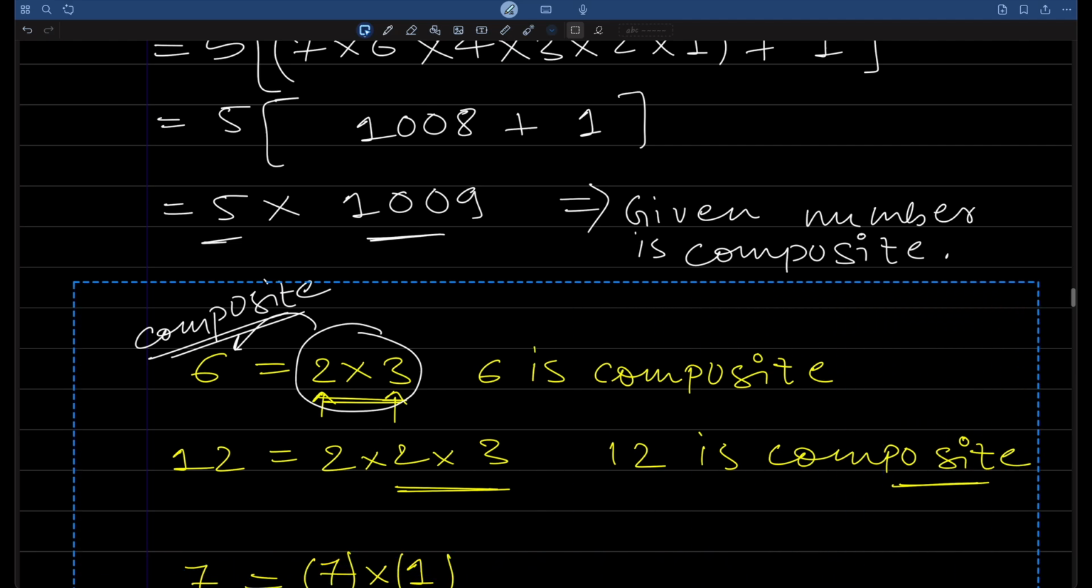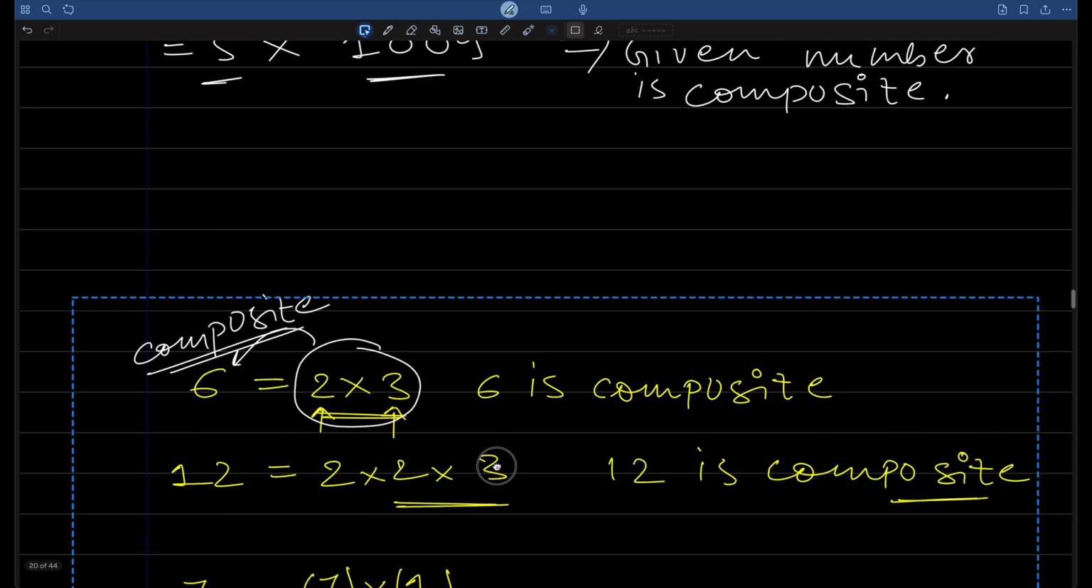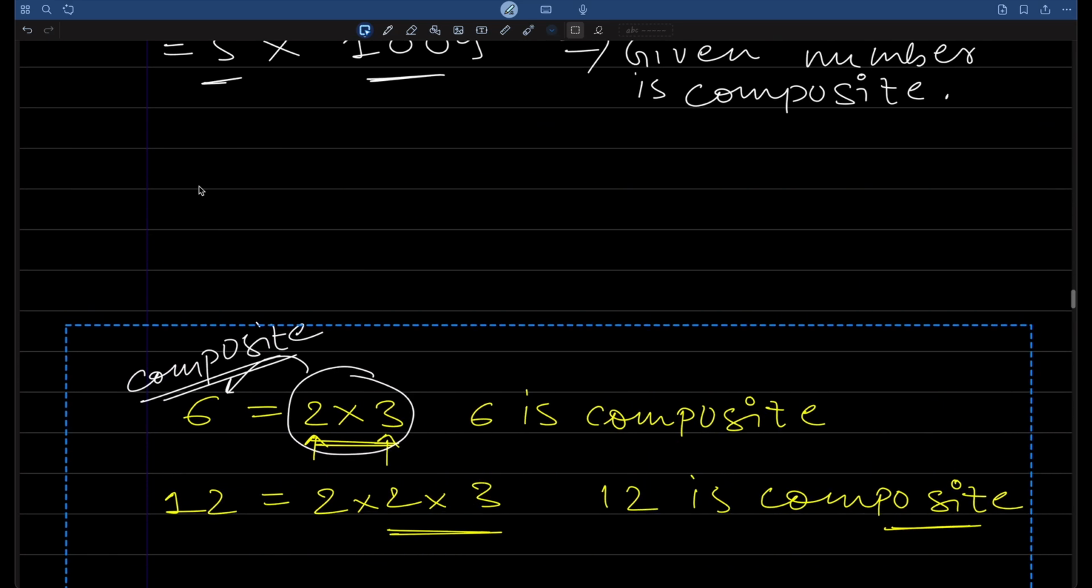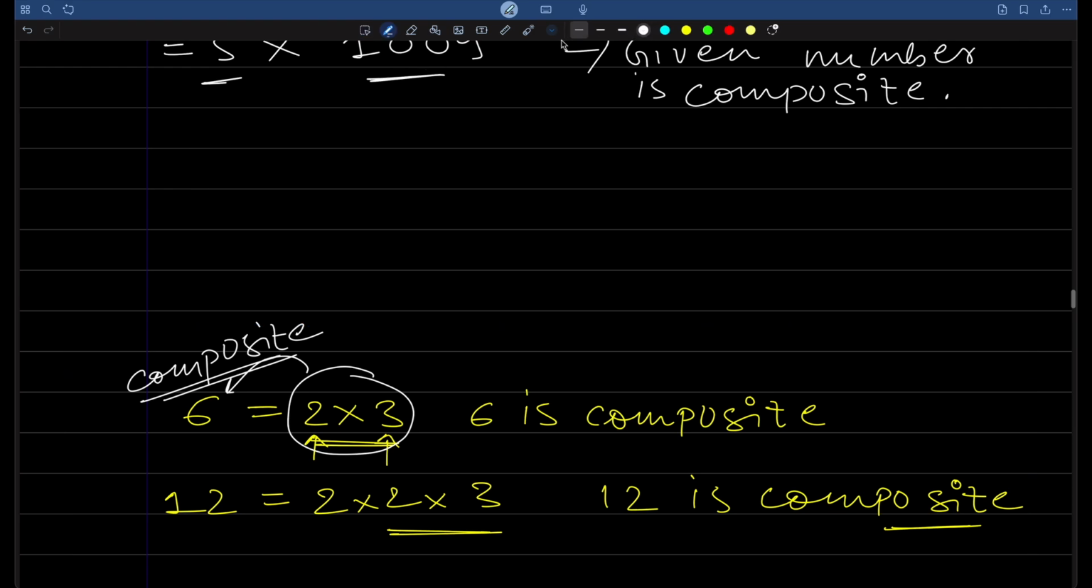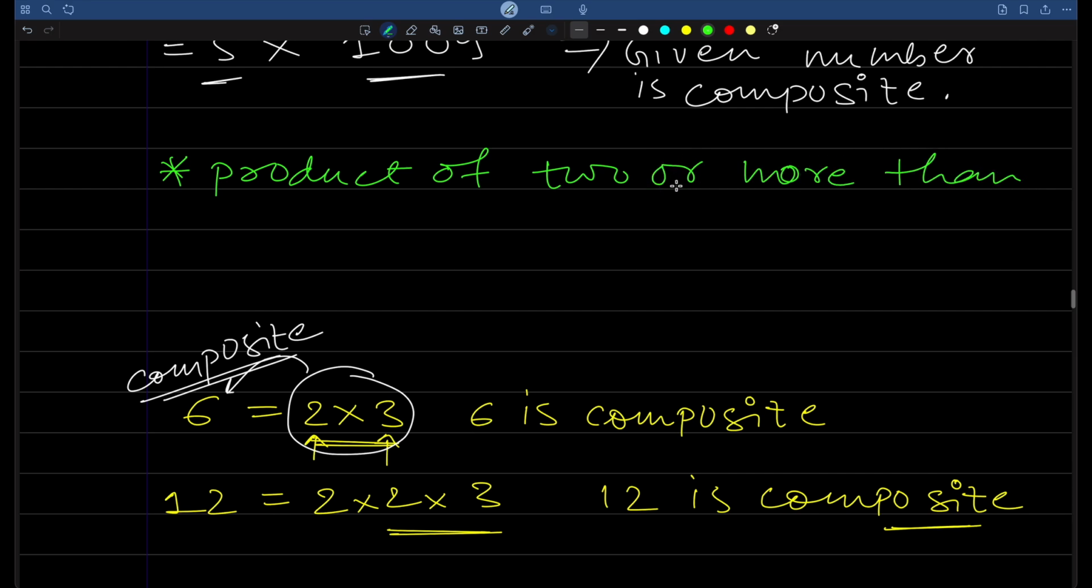If I write here the logic, it is: the product of two or more than two prime numbers is a composite number.